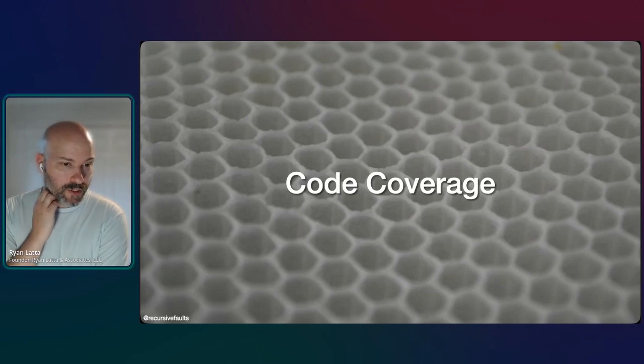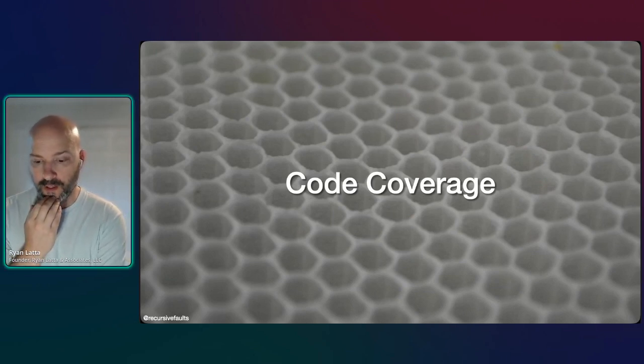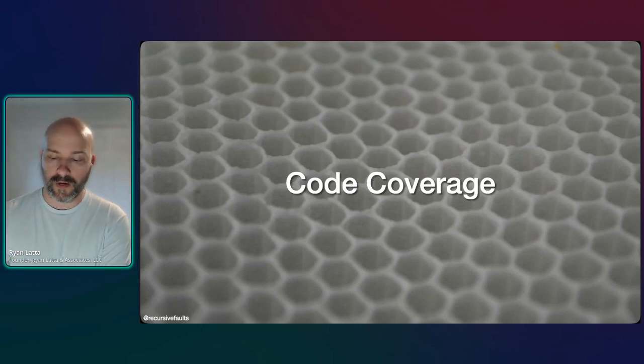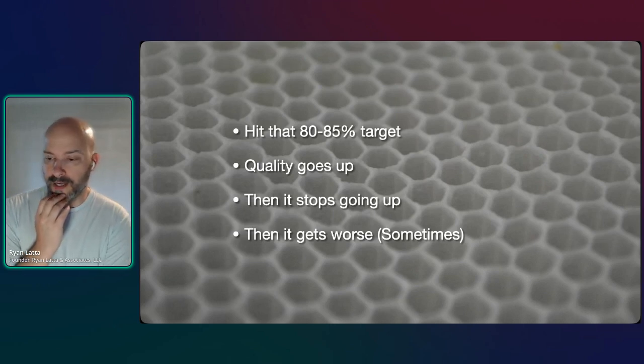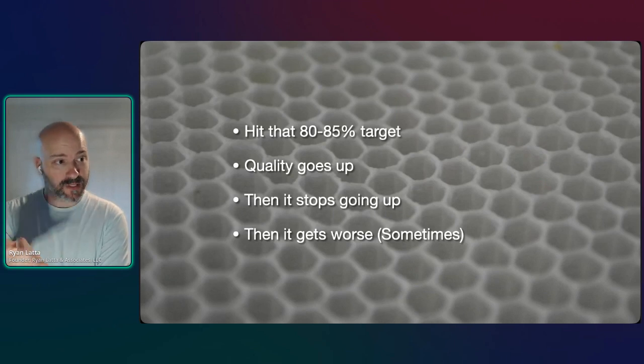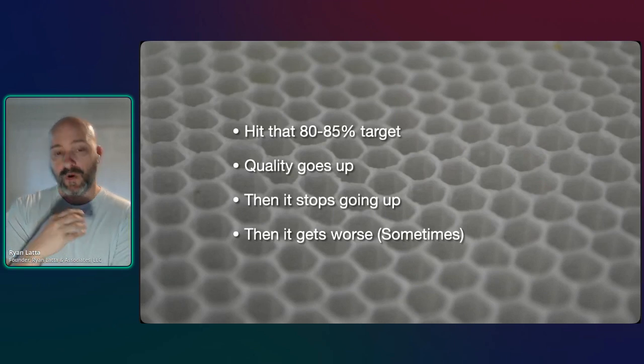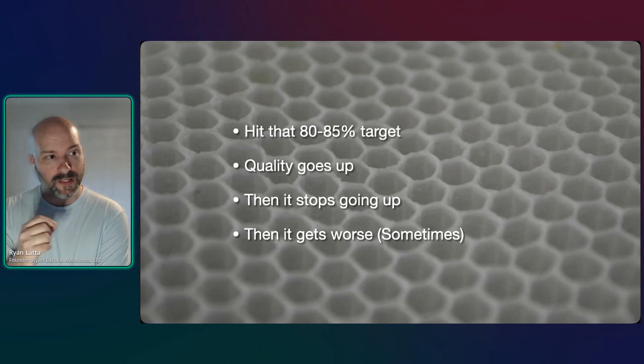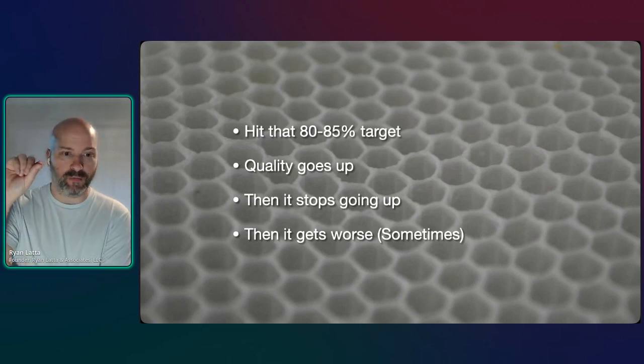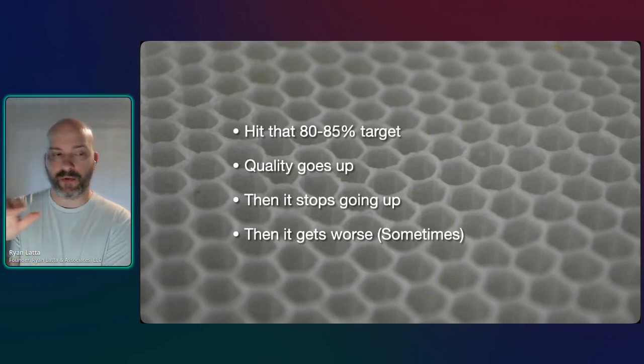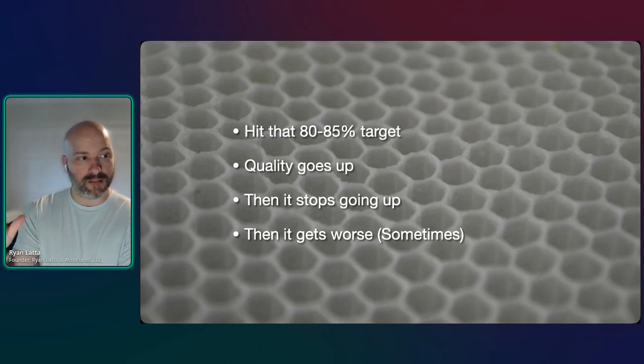So code coverage is another popular metric. If you haven't dealt with it in a long time or haven't directly used it before, code coverage is a metric that says how much of our code base is covered by automated tests. What happens is it gets presented as, hey, we're going to use code coverage and try to hit this target of 80 to 85% coverage. And then what we see is that the quality in the code base has a quick spike of improvement, then it very rapidly tapers, and then over a long period begins to degrade.